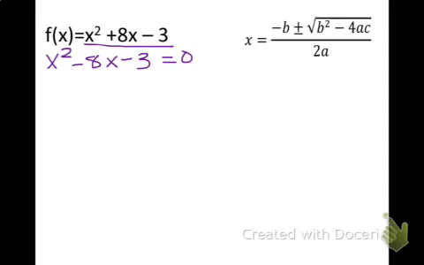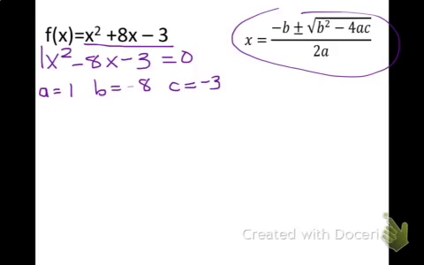Now let's find out what our a, b, and c is. A is 1 because there's a 1 in front of the x squared. B is -8 and c is -3. Now we can go ahead and plug that into our nice quadratic formula. So x is equal to, oh, I'm sorry, I made a mistake. B is +8. Excuse me. B is +8. So that means that negative b is going to be -8.